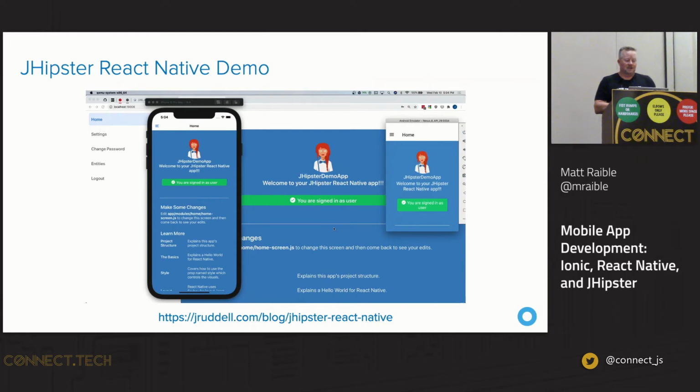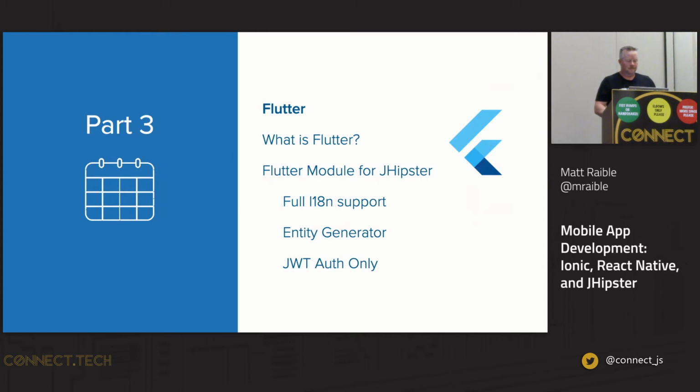So this is a demo that John did on using JHipster React Native. You can see it's got 3 different views there. There's an iOS app, there's an Android one on the right, and then the web view in the middle. And the cool thing about this is it actually has built-in over-the-air updates using Expo, so that's a feature of React Native. And so you can actually push updates to your user, and when they launch the app, it'll download it, and then the next time they launch it, it'll have that update.